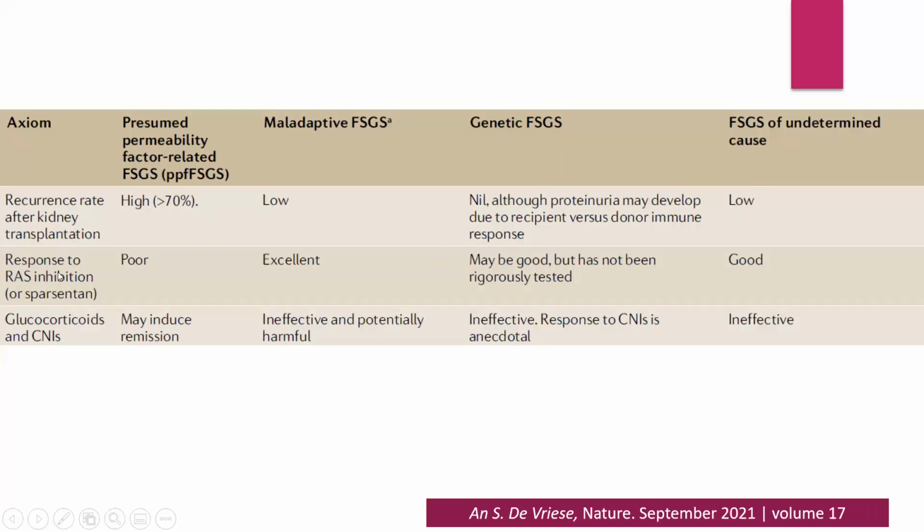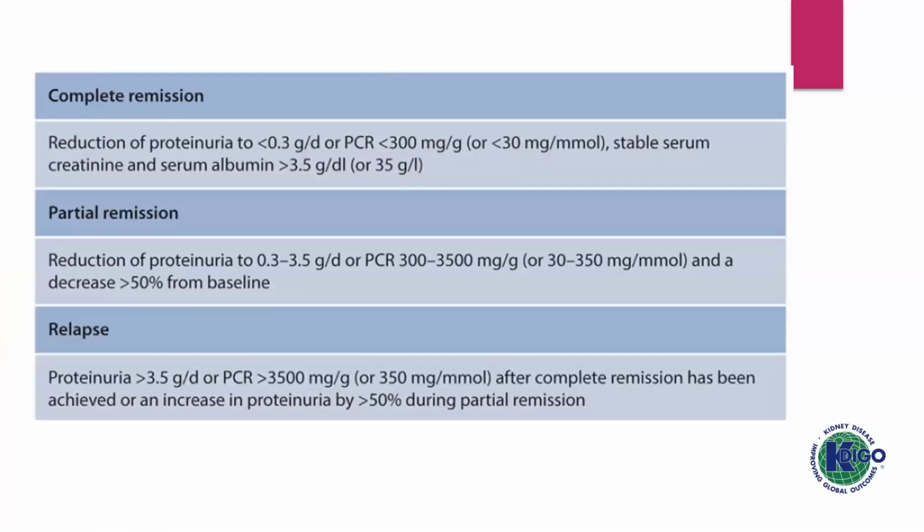The response to RAS inhibition is poor here, excellent here, and good here. Glucocorticoid and CNI may induce remission here, and are ineffective and harmful, or ineffective, in the others. So it's not effective except in the primary form.